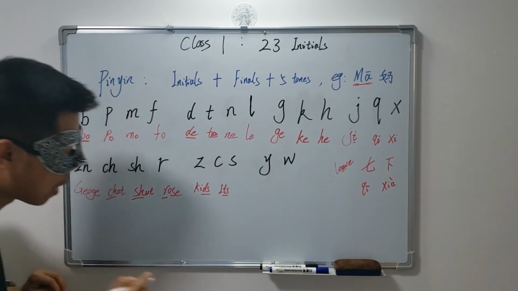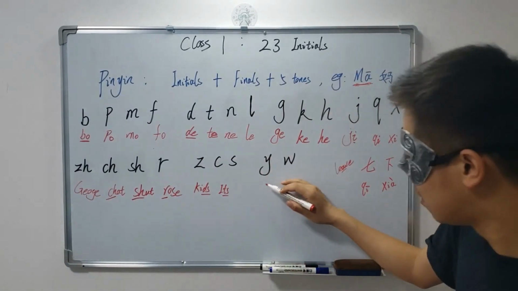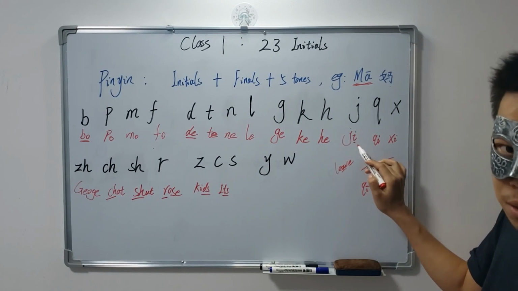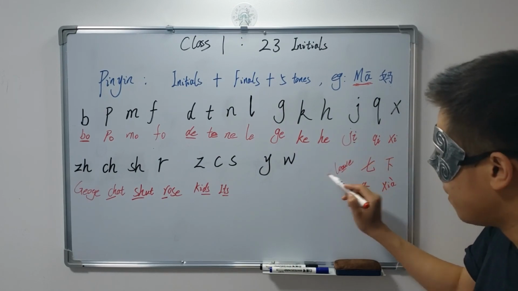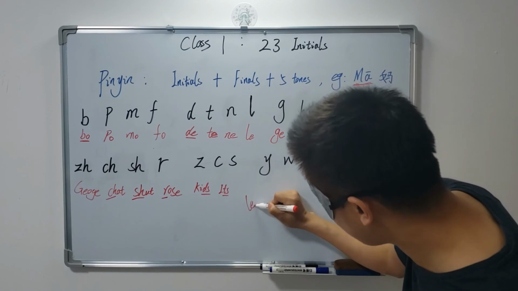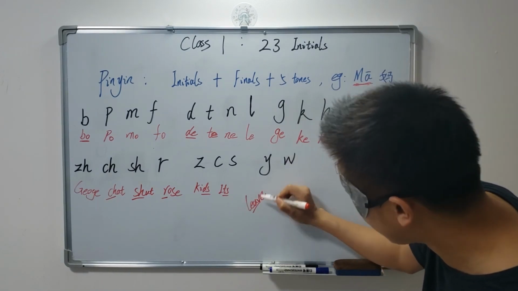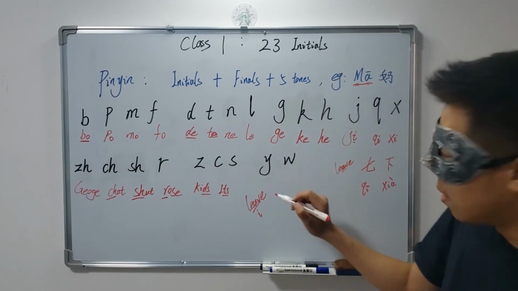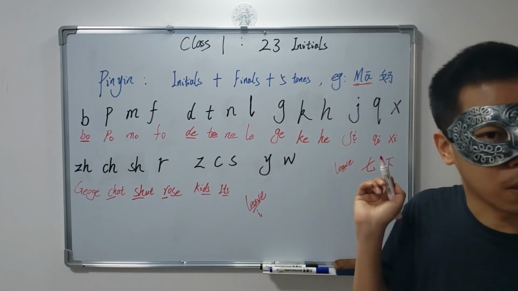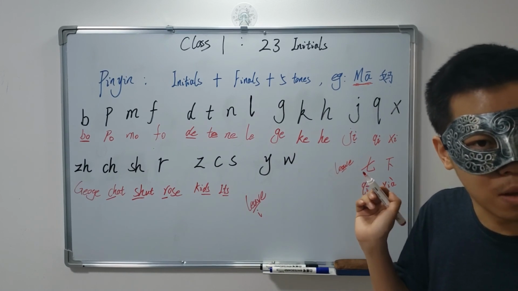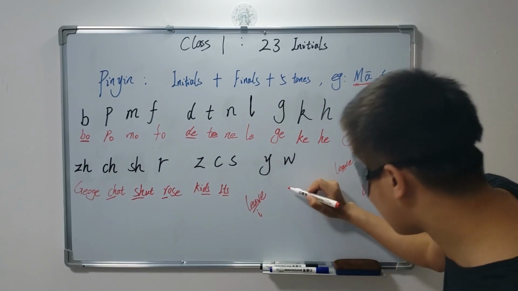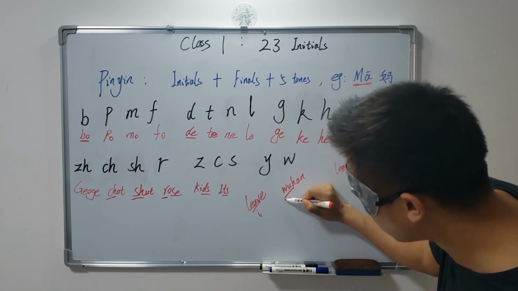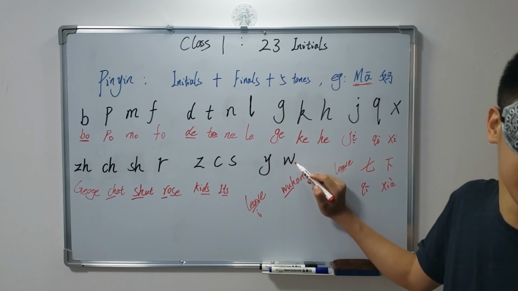Okay. So the last two, this one is e. It's the same pronunciation as this, not similar. E like leave. This one is wu. You know, coronavirus, it outbreak in Wuhan first. So Wuhan is wu. Wu is the pronunciation.